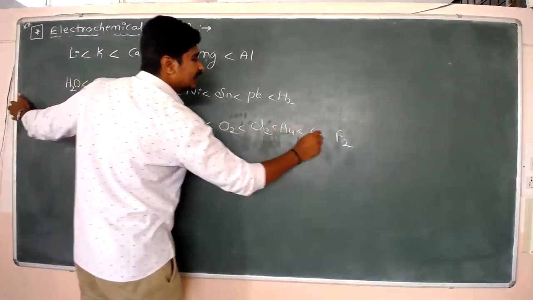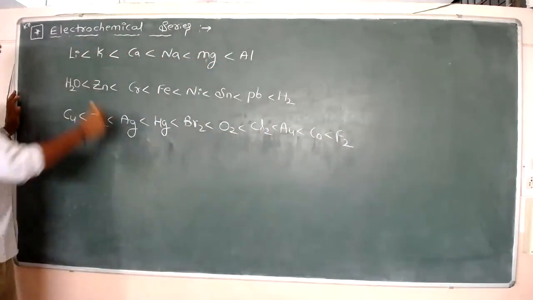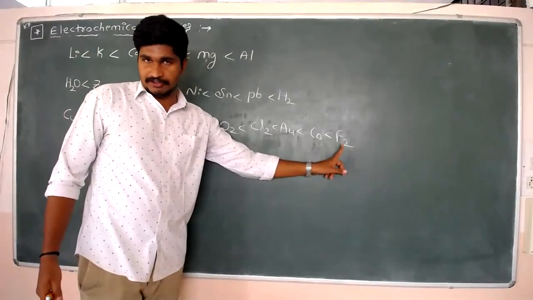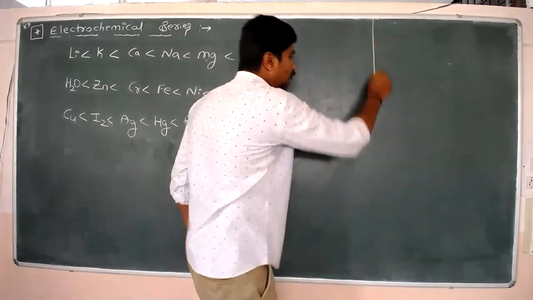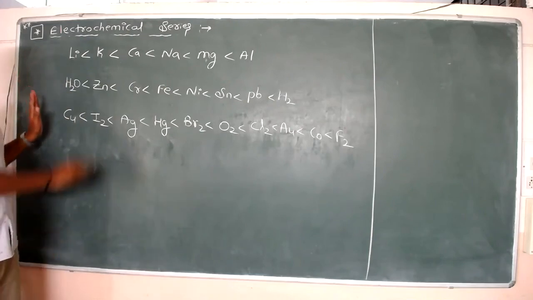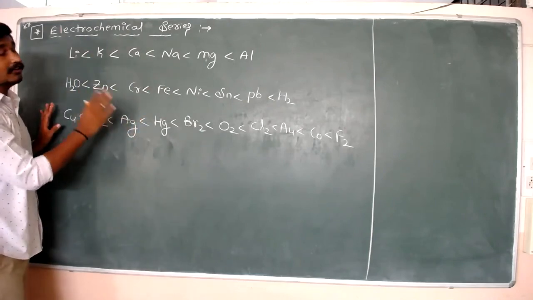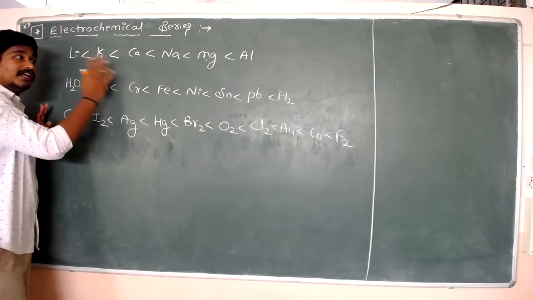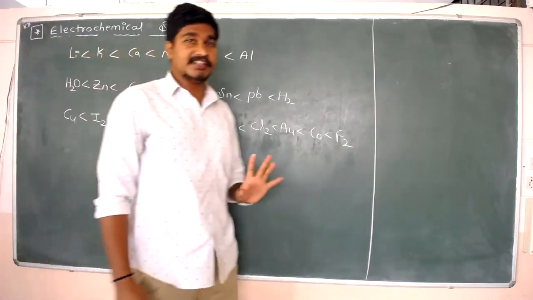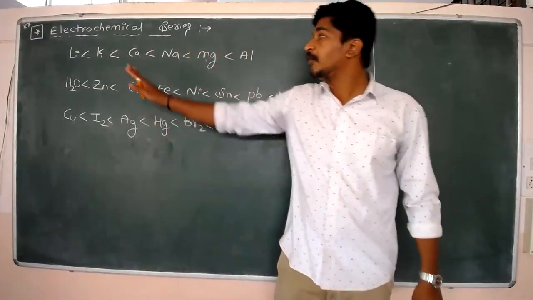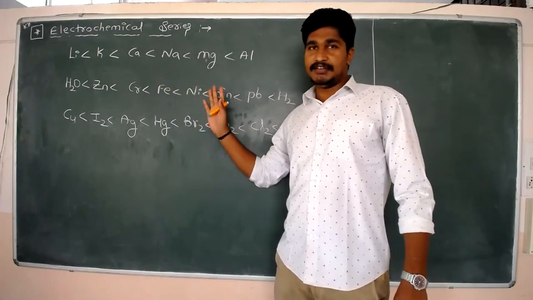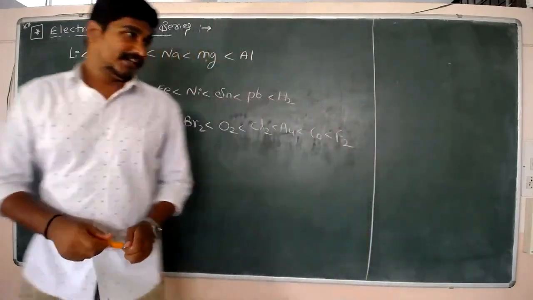Which one has the lowest SRP value? That is lithium. Which one has the highest SRP value? That is fluorine. Now, how to remember this whole series? That is the question. You have to remember all the elements in order, which is difficult. For that, I made one hint in Hindi for remembering all the elements in order. We will see that one.